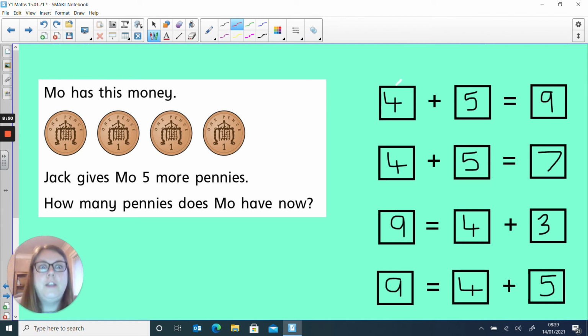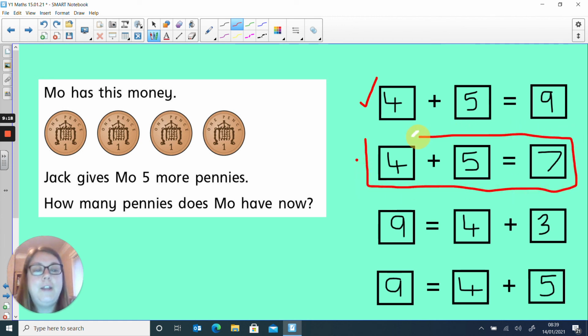Let's have a look then. So I've got 4 add 5 equals 9. So yeah, I've got 4 pennies, and then I've got 5 more pennies, and I know 4 and 5 makes 9. So I got that one right. So hopefully you didn't write that one down because that was right. Very confusing today, isn't it, Nottingham? 4 add 5 equals 7. Oh, 4 add 5 doesn't equal 7, does it? No, I need a dot, and hopefully you can tick that one because you've written that one down. 4 and 5 makes 9.